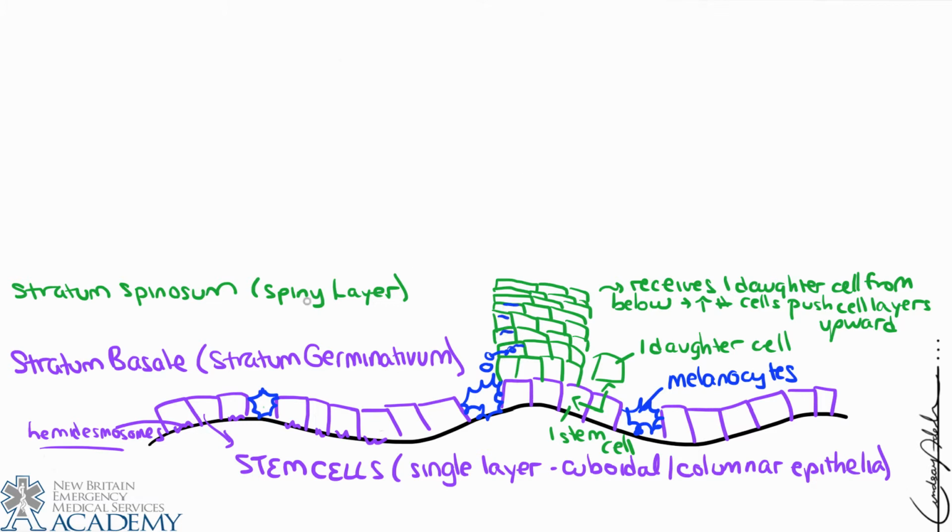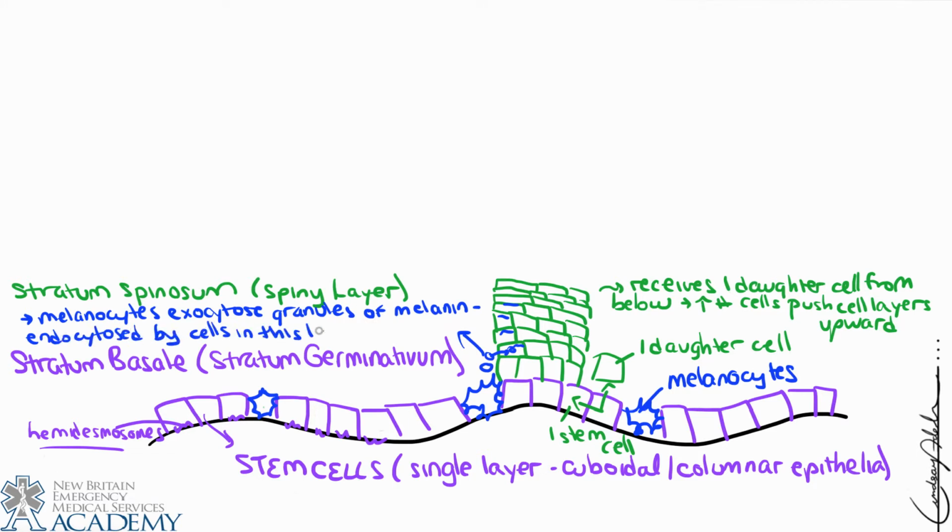So we mentioned that the melanocytes below are producing the coloring, which is called melanin. The melanocytes will exocytose granules of melanin, and then the granules are endocytosed by the cells in this layer, and then ultimately the granules will rupture, and the coloring of melanin shields the nucleus, particularly on the apical surface or the superficial side of the cell, so that any sun exposure won't necessarily damage the DNA that's present in the nucleus.